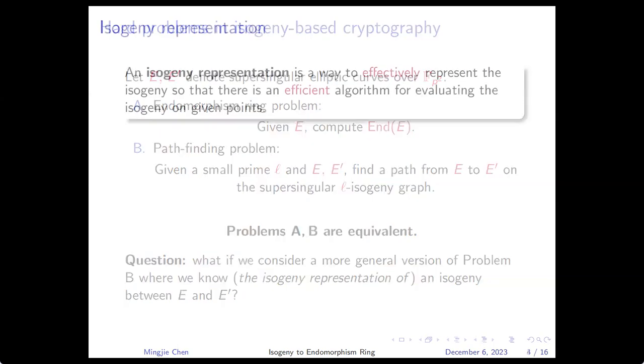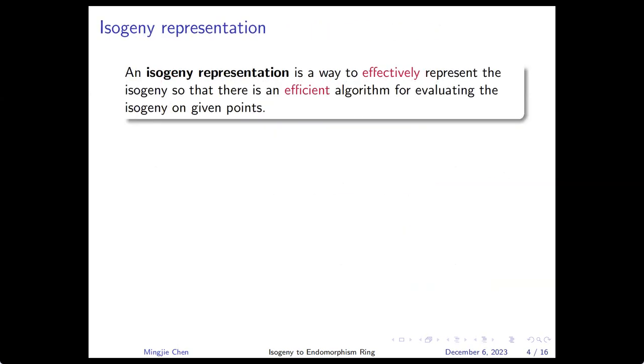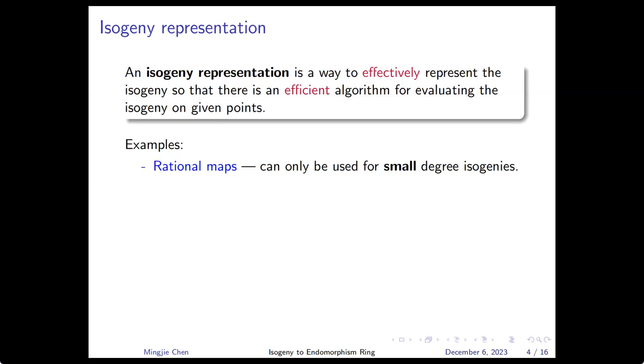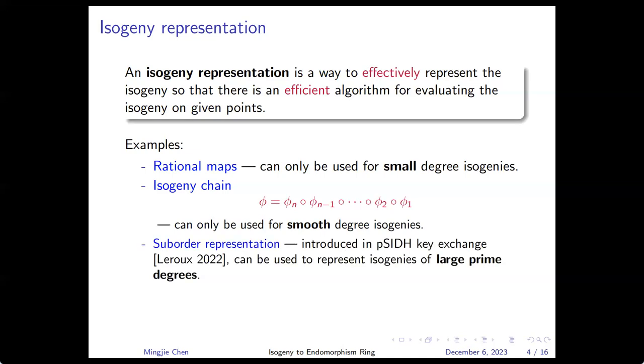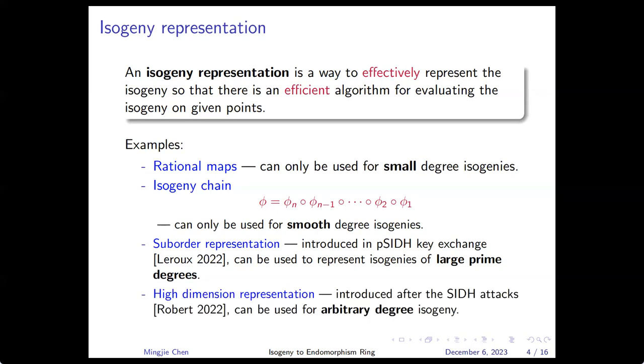Before we go into this direction, let's first define isogeny representation. This appeared in the previous slide, but I haven't introduced it yet. An isogeny representation is a way to effectively represent the isogeny so that there is an efficient algorithm for evaluating the isogeny on given points. Examples include rational maps, which unfortunately can only be used for small degree isogenies, and isogeny chains, which can also be used for smooth degree isogenies. And then we have suborder representation. This was introduced in PEGASIS in 2022, and it can be used to represent isogenies of large prime degrees. And very recently, we have higher dimensional representation, which was introduced after the SIDH attacks, and it can be used for arbitrary degree isogenies.